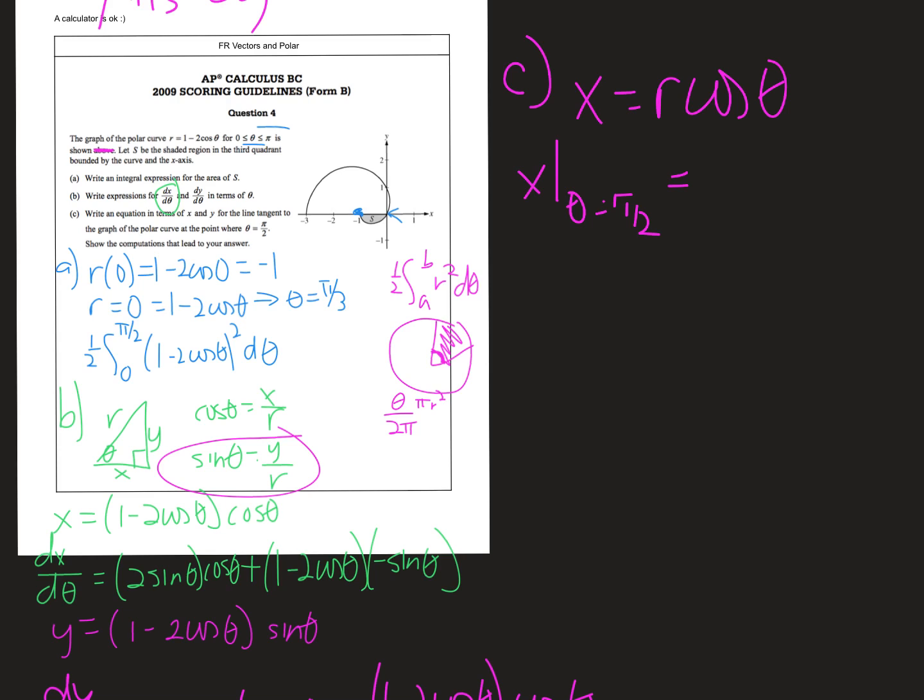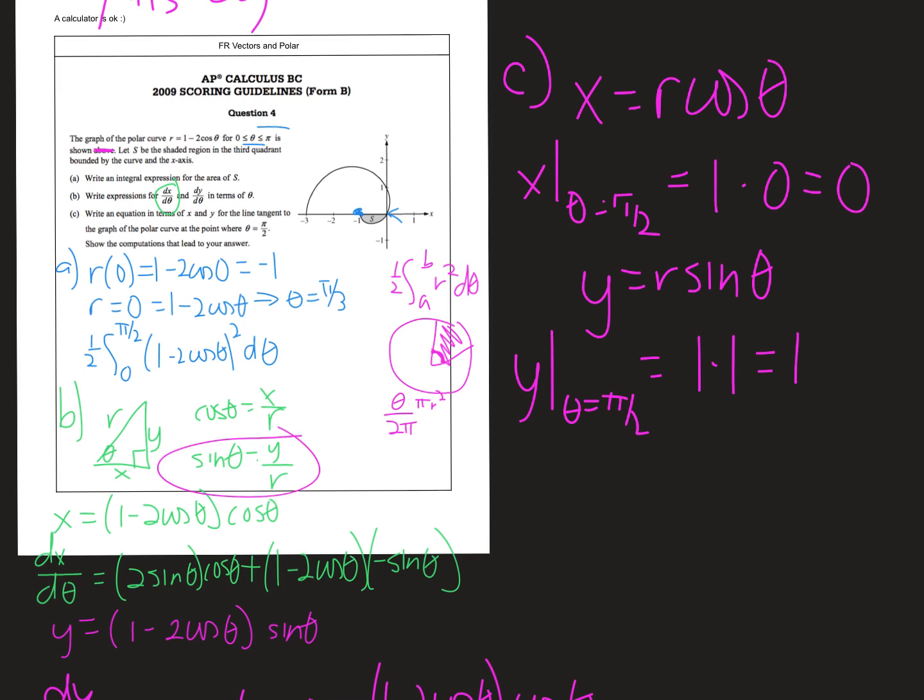Well, r at pi over 2, that's cosine of pi over 2, which is 0. So that's 1 times cosine of pi over 2, which is 0, so that's 0. And then y is r sine theta. And y, when theta equals pi over 2, is going to be 1 times 1, which is 1. So that's my point. I need a slope.